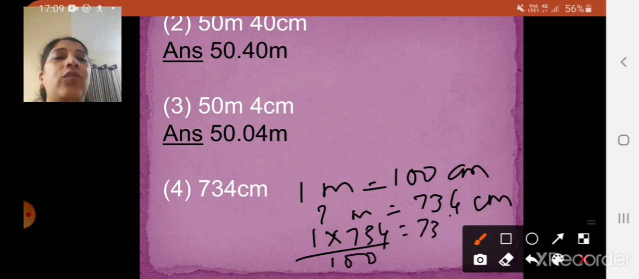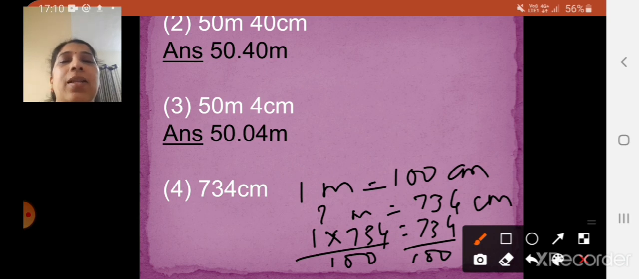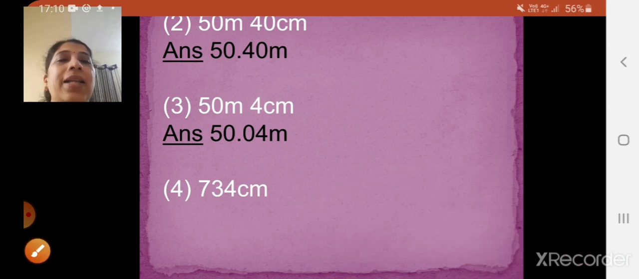734 upon 100, right? Now 2 decimal places, right? Because 2 zeros in the denominator. So what will you write? It is equal to 7.34. So you got the answer as 7.34. So you will write it as 7.34 meter. So whenever you have such confusion, you can do this method and see, so that you can verify your answer.